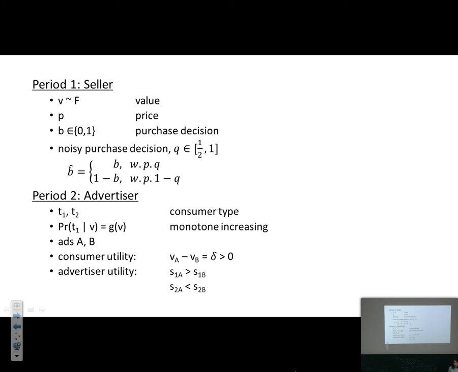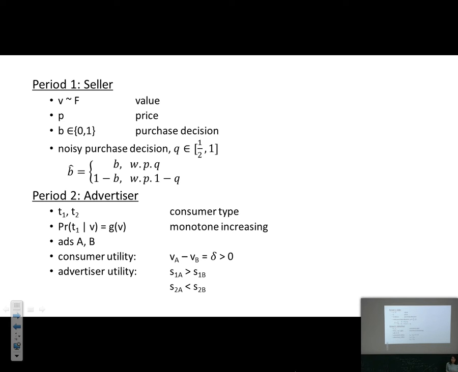In period 2, the same consumer is going to interact with an advertiser who has seen this noisy bit B hat. There are 2 types that a consumer can have. We'll think of T1 as being the better type, or the high type. In the past example, being credit worthy is the good type. The probability that you are the high type is some function G of your value in the first period, and this function G is going to be monotone increasing. So if you have a higher value for the good, then you're more likely to be the high type.